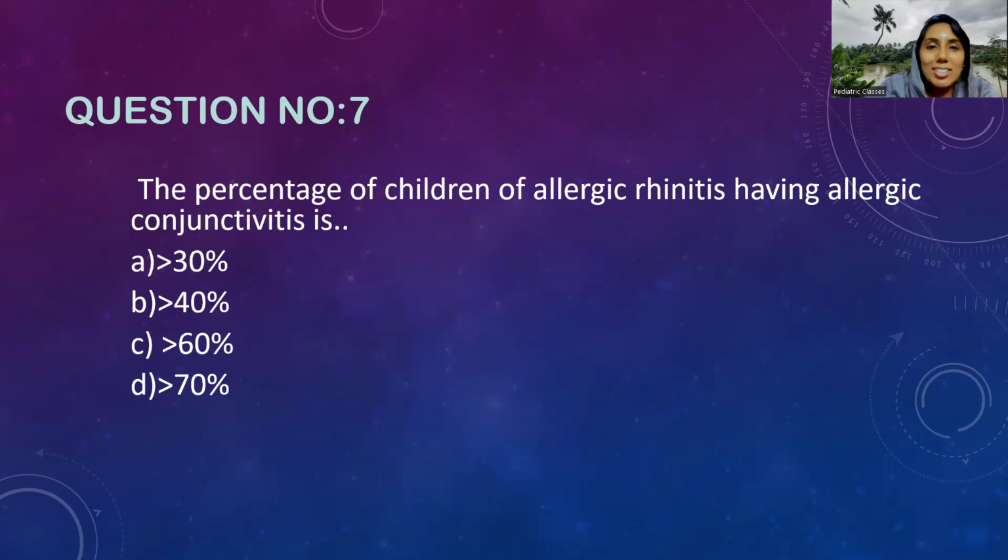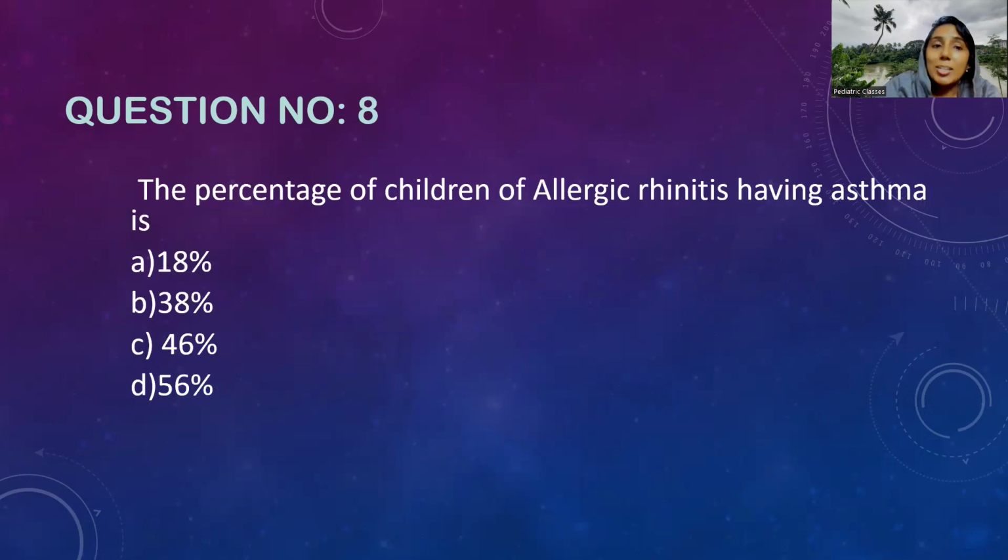So the answer to this question is more than 70%. Question number 8, the percentage of children with allergic rhinitis having asthma. This shows allergic rhinitis along with asthma. Okay. So please note, allergic rhinitis patients having asthma, the options are 18%, 38%, 46%, and 56%. The answer is option B, that is 38%.